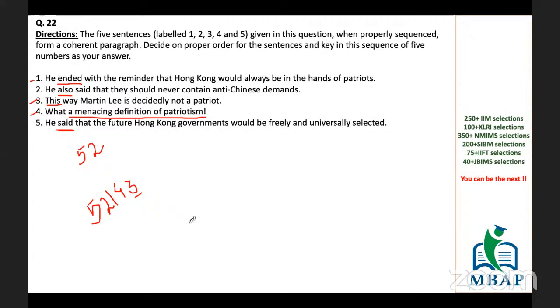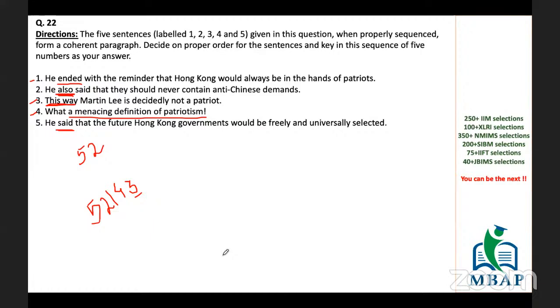So this is how you can keep connecting dots and you can keep looking at the sentences like this. Here we had two hints, that is this way also. With the help of these two hints, we almost solved 70% of the paragraph. Then other things depend on the context, like we have patriotism here.